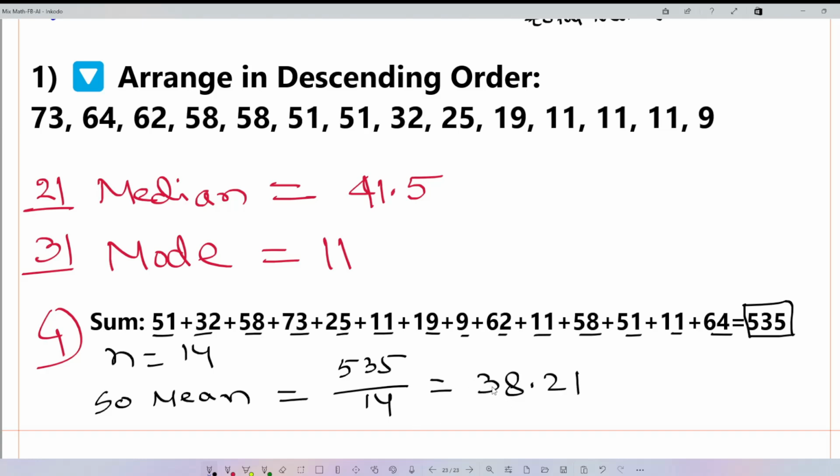Okay, so we have 4 questions. One is to arrange in descending order, which we did. The median is 41.5, the mode is 11, and the arithmetic mean is 38.21.